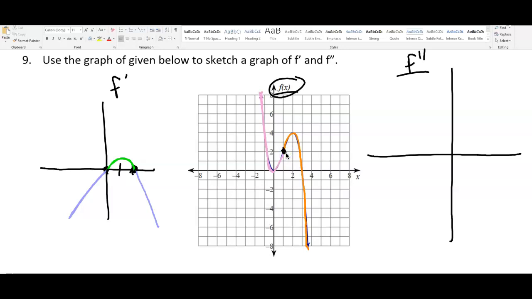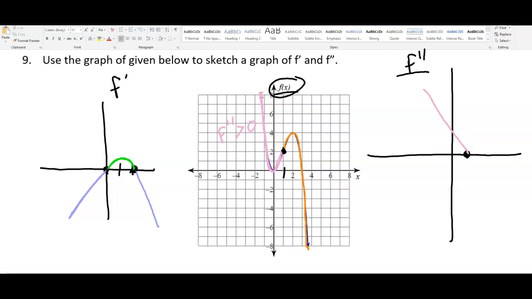will touch the x-axis. So that's at x equals 1. So at x equals 1, my second derivative is going to be touching the x-axis, because that's where the second derivative equals 0. Now, to the left of that point, we have concave up. So my second derivative is greater than 0, which on the second derivative graph means it's going to be above the x-axis.